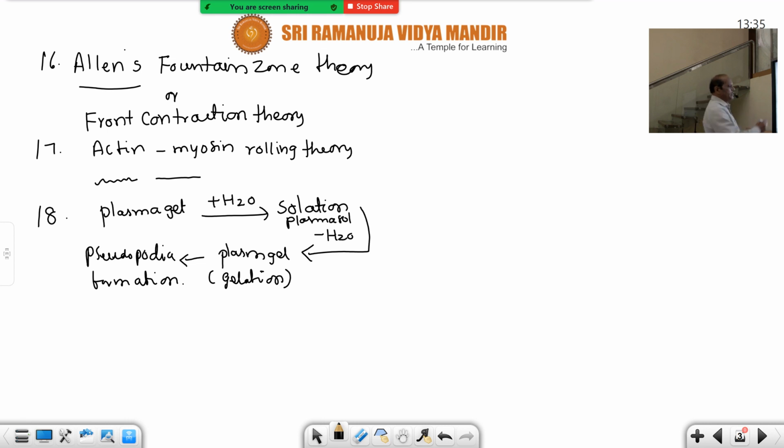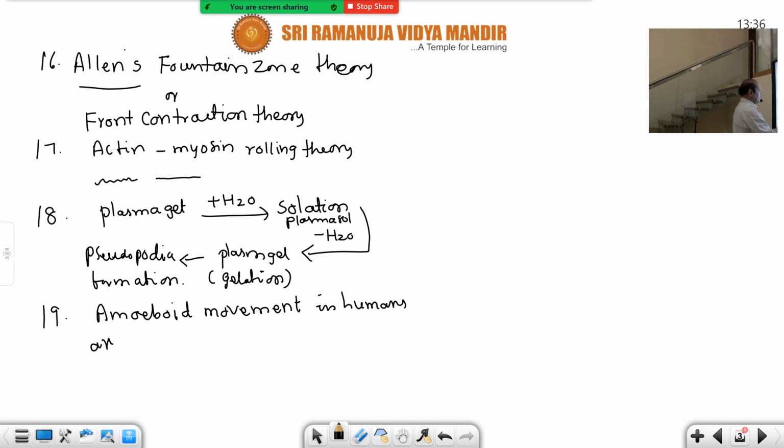Okay, so this is the slowest locomotion, as I have already mentioned. In our human body, amoeboid movement is also there. Not only amoeba, not only protozoans exhibit amoeboid movement. Some of the cells in our human body also exhibit amoeboid movement. Amoeboid movement in humans is shown by amoeboid cells.